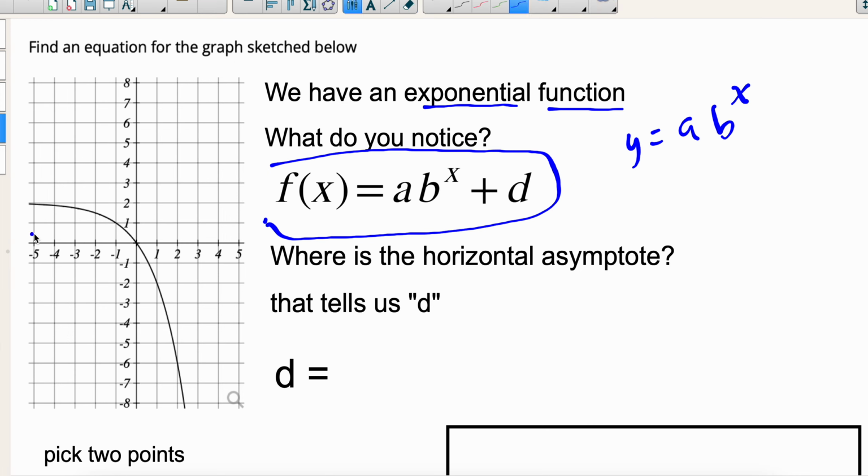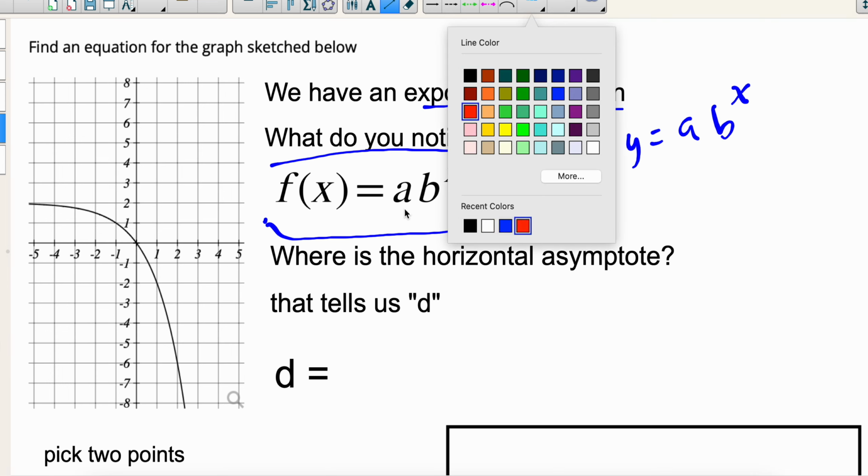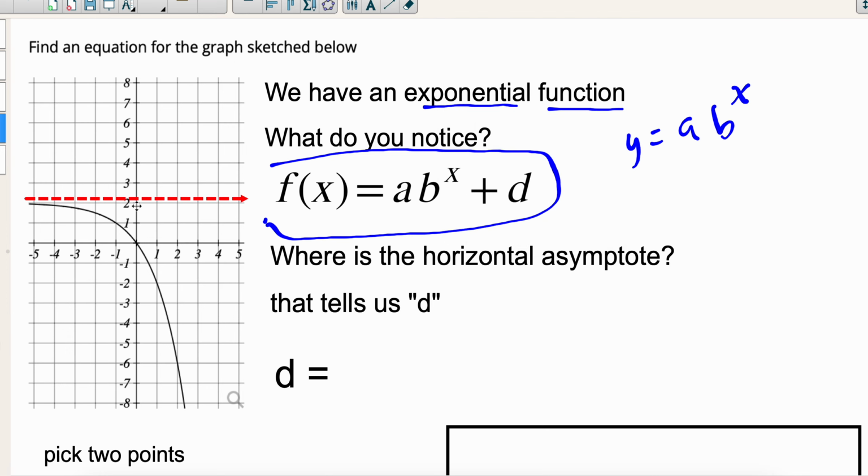So if I had just my regular function, it would look something like this. The function here looks like it's reflected. I don't have a horizontal asymptote at 0. So how do I start this? Well, the first thing that I like to do is to figure out where is my asymptote. So if I look here, it looks like I have an asymptote at y equals 2.